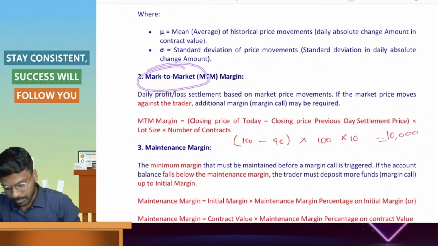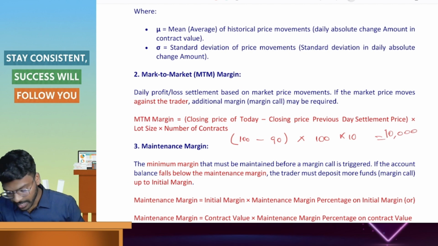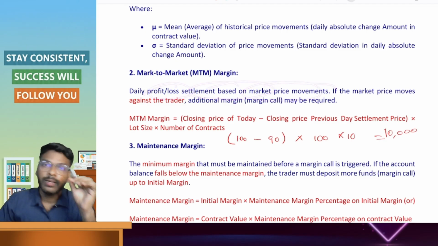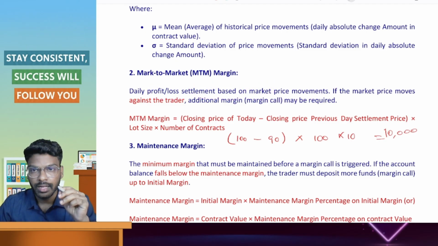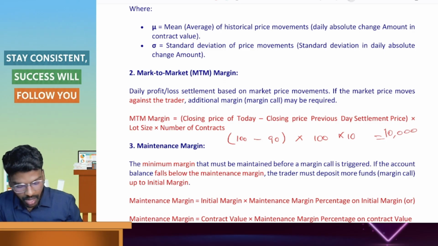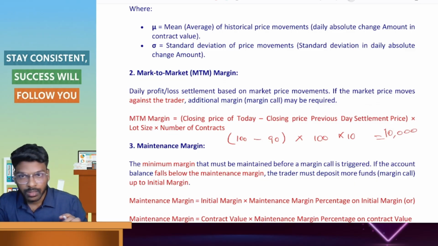Mark to market margin. Mark to market margin is the daily profit or loss settlement based on the price movement. Daily price movement will happen. On the date of closing of the market, the exchange will calculate the mark to market margin for the trades on the close of the market.